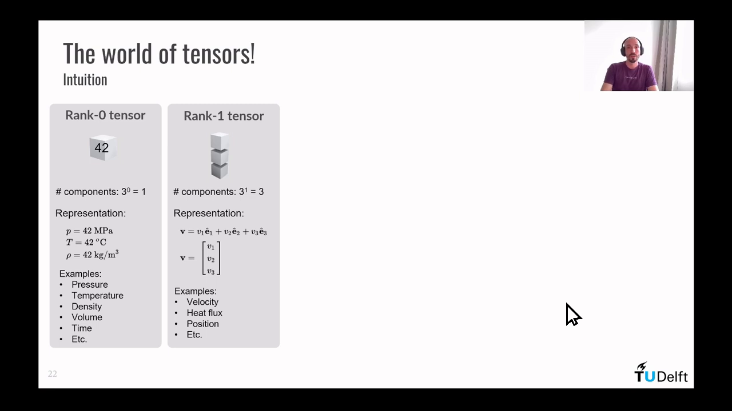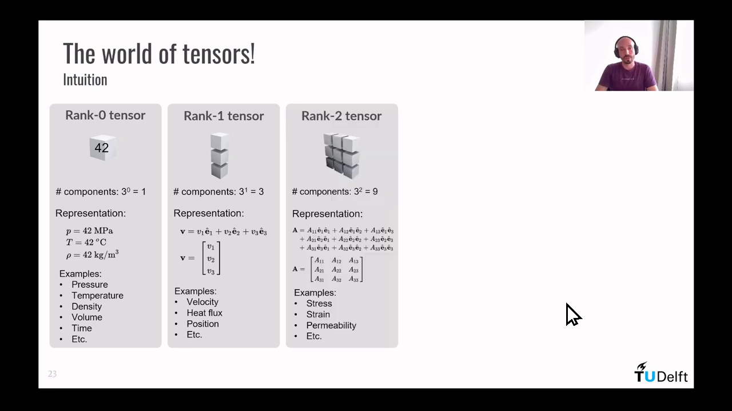Okay. What about a rank 2 tensor? A rank 2 tensor has 3 to the power 2 components, which is 9 components. 3 because we are in the 3-dimensional space, and 2 because we are referring to the rank 2 tensor. We can think of it as a matrix.